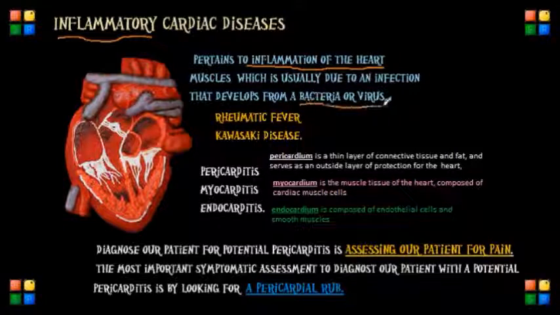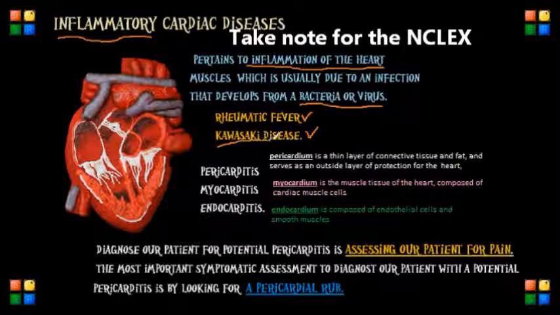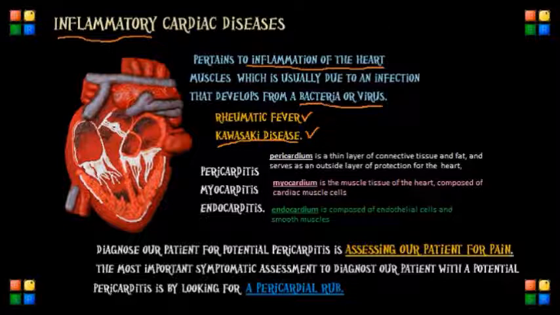Now, take note that this type of inflammation is often associated with episodes of rheumatic fever, right? And another big one is Kawasaki disease. Those two are very important to know for your NCLEX, because those two diseases, if untreated, lead to inflammation of the cardiac muscle, right? And the cardiac vessels. And that's a very, very bad thing.